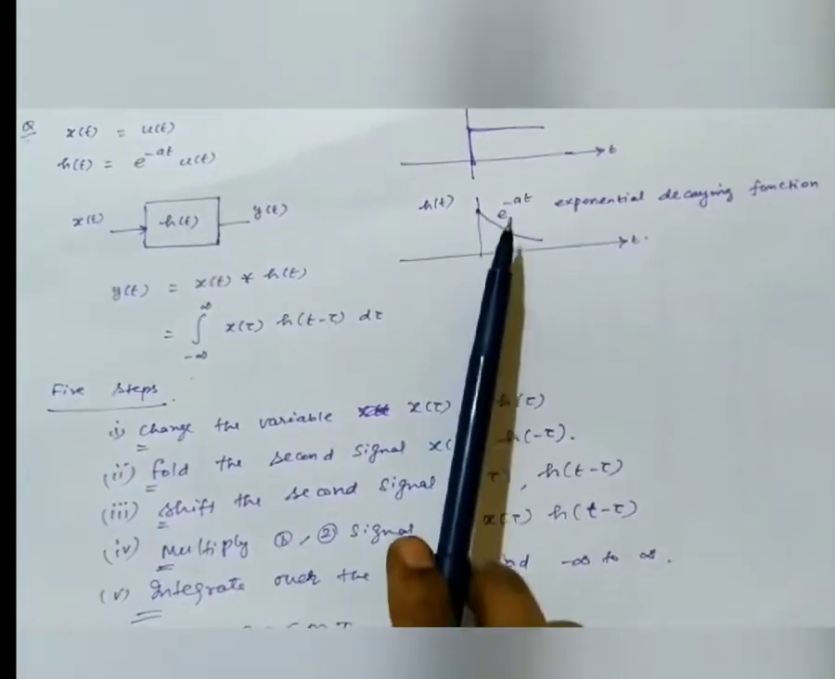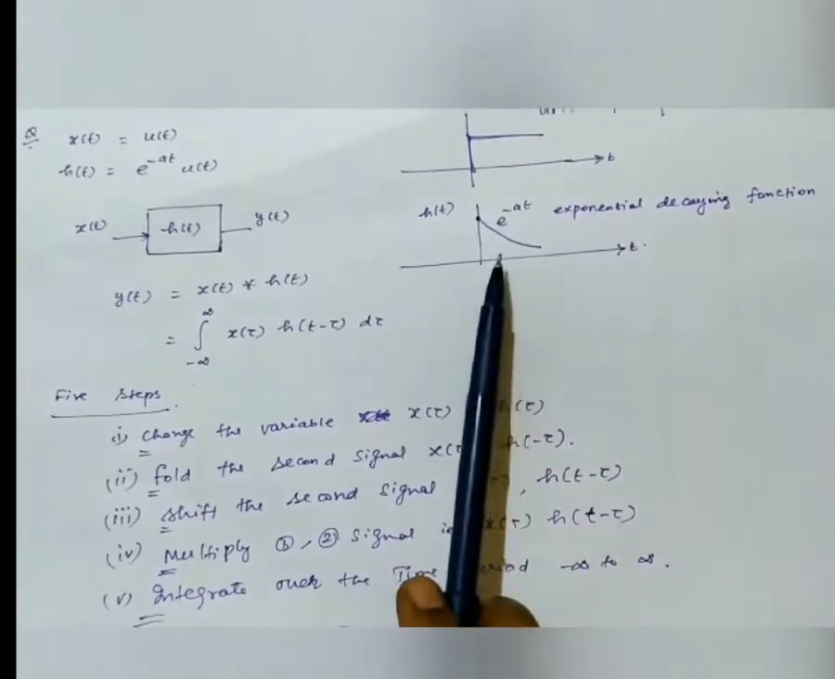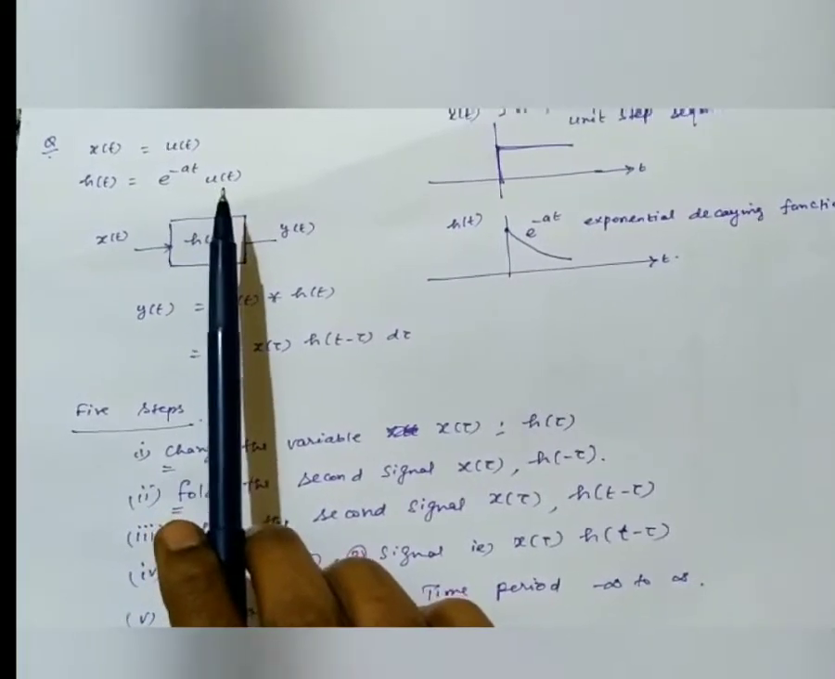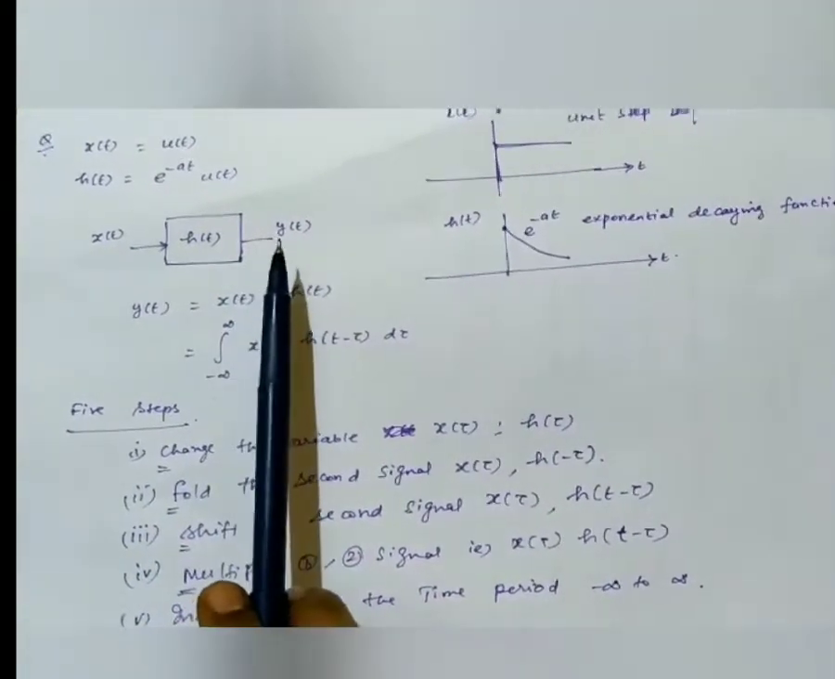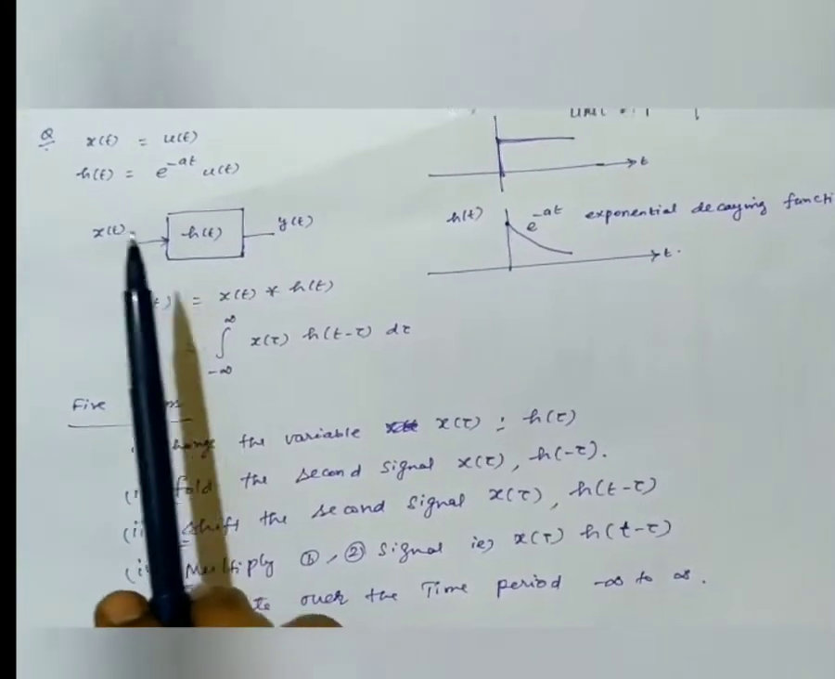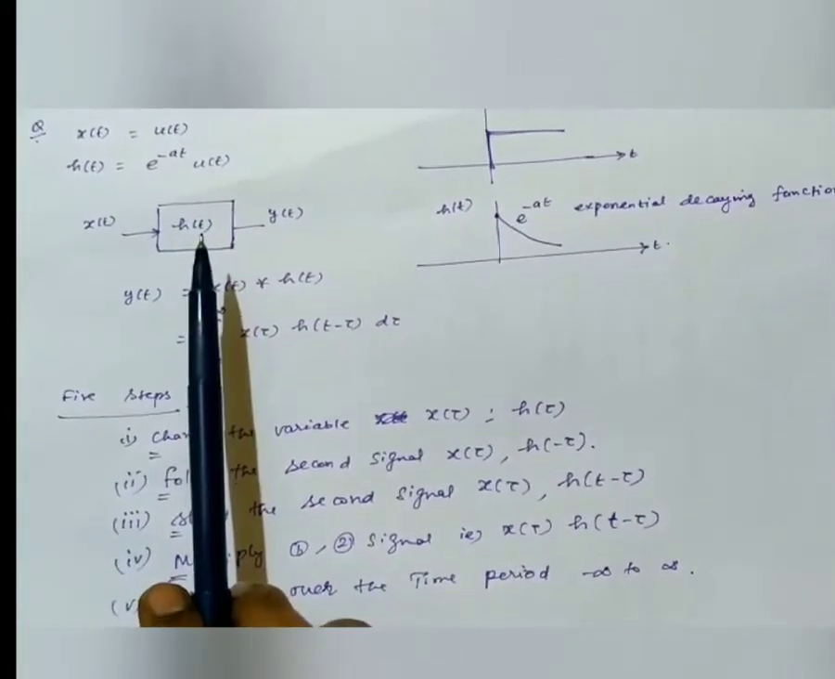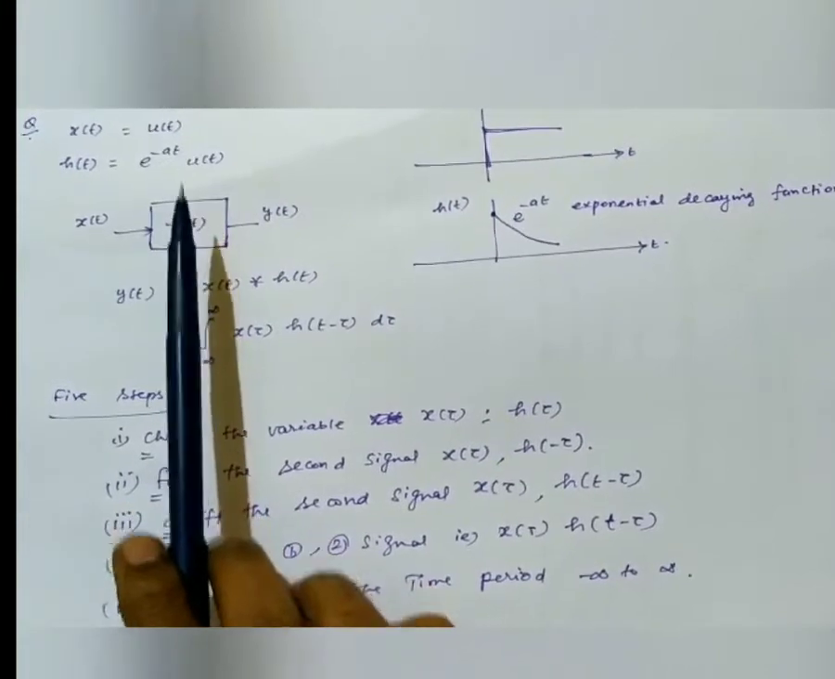It is available only on the right side of the time domain. So here e power minus at is an exponential decaying function. It is available only on the right side. Why? Because it is multiplied by u of t. So they are asking to find what is the function value of output for the given input x of t, that is step function, whose impulse response of the system is an exponential decaying function.